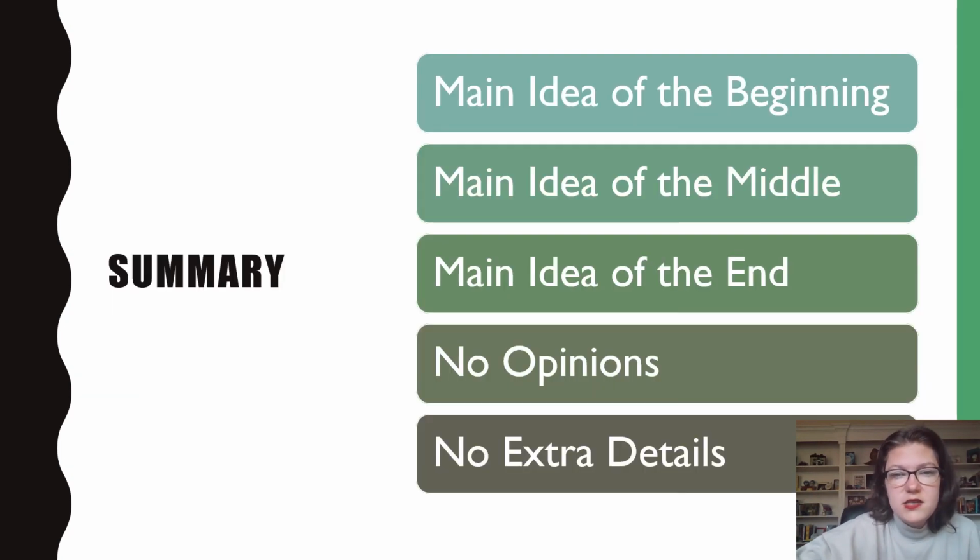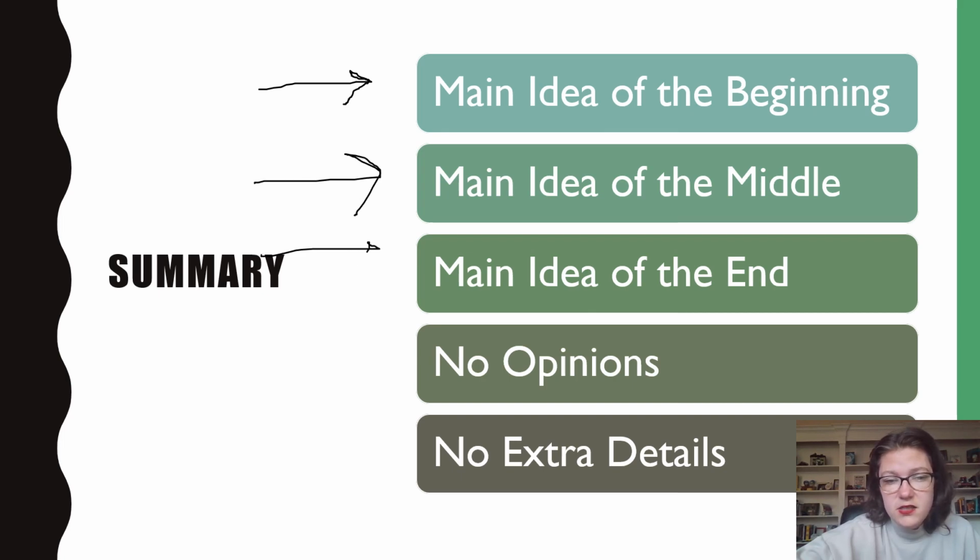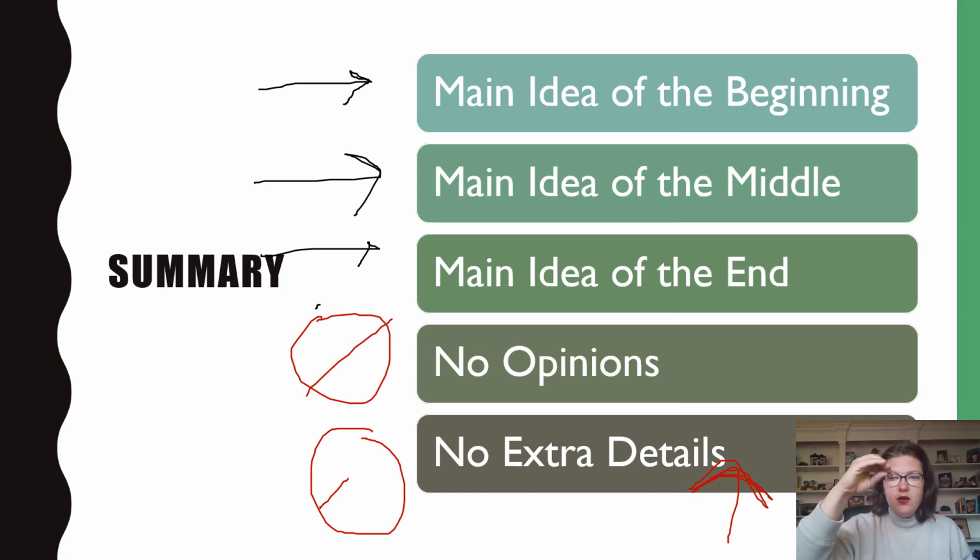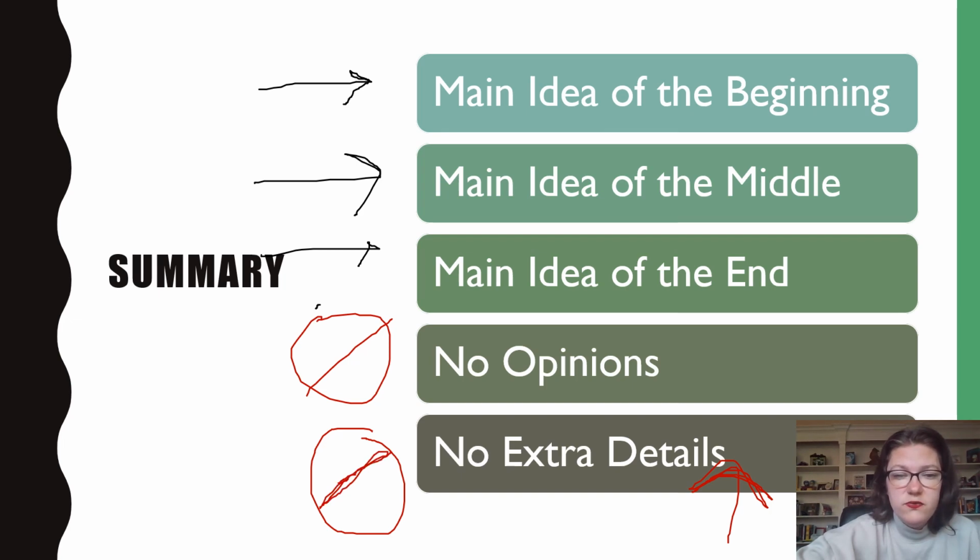All right, summary. When we're looking for a good summary, we need to remember that it should have the main idea of the beginning, the main idea of the middle, the main idea of the end. I'm going to change colors here. No opinions and no extra details. This is the one that they use to try to get you, right? They'll have a really good summary and then one tiny detail that doesn't actually matter, right? So we need to make sure that as we look in our next question for a good summary, that yes, it has all these main ideas, but it also has no opinions and no extra details.